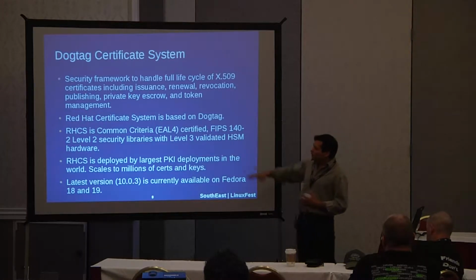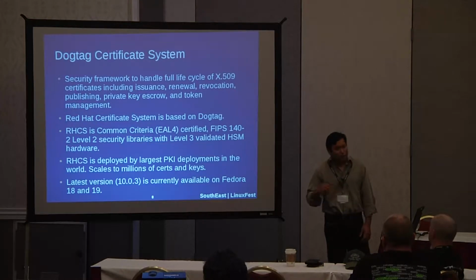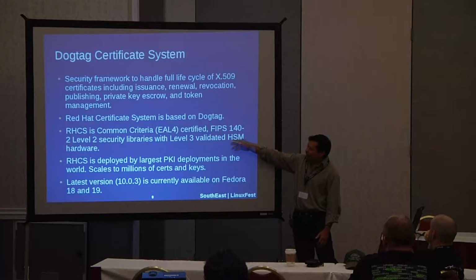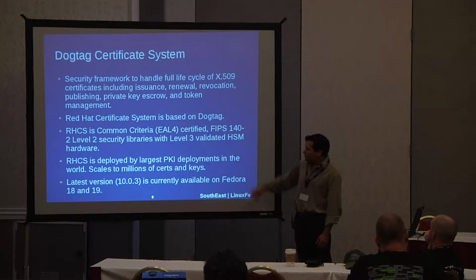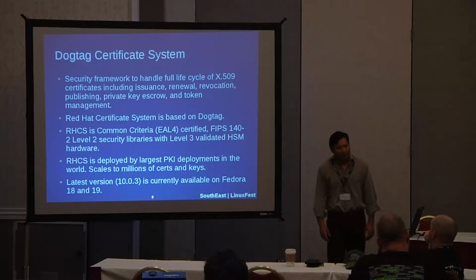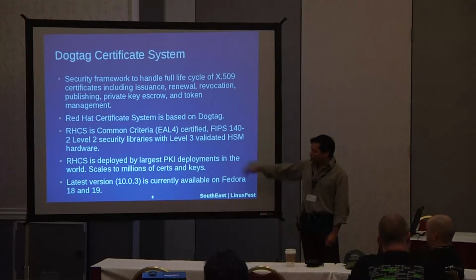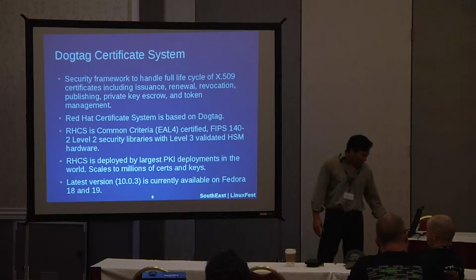I'll talk a little bit more about that, but that's the kind of security and the kind of assurance that you get if you run Dogtag or Red Hat Certificate System in a Common Criteria type environment. It's deployed by the largest PKI deployments in the world. There are millions and millions of keys and certs that have been deployed using Red Hat Certificate System. And of course, the latest version of Dogtag is available on Fedora 18 and 19.